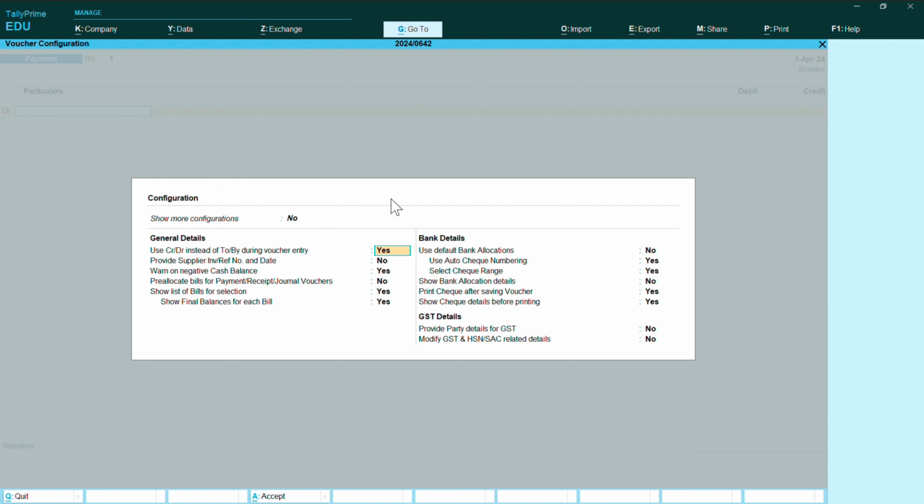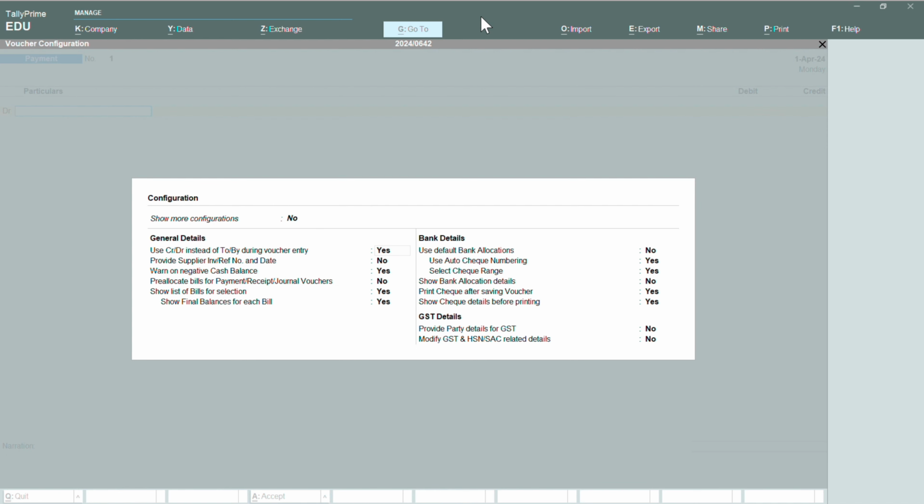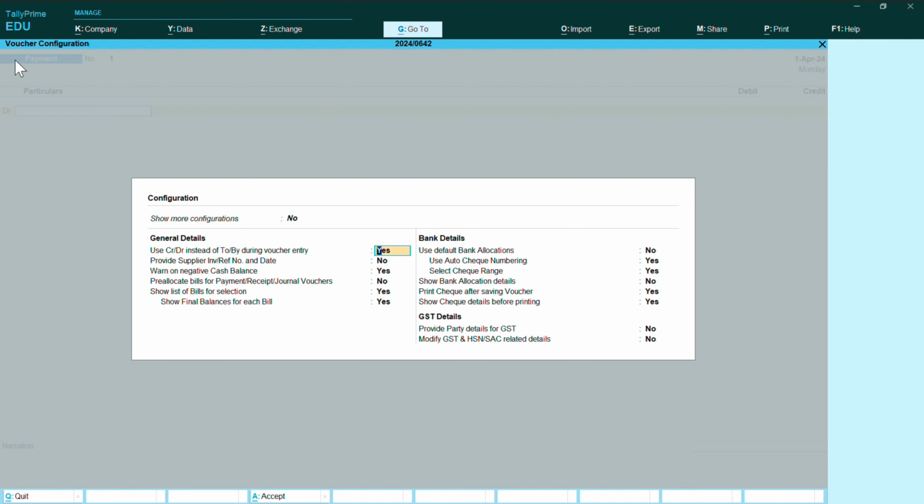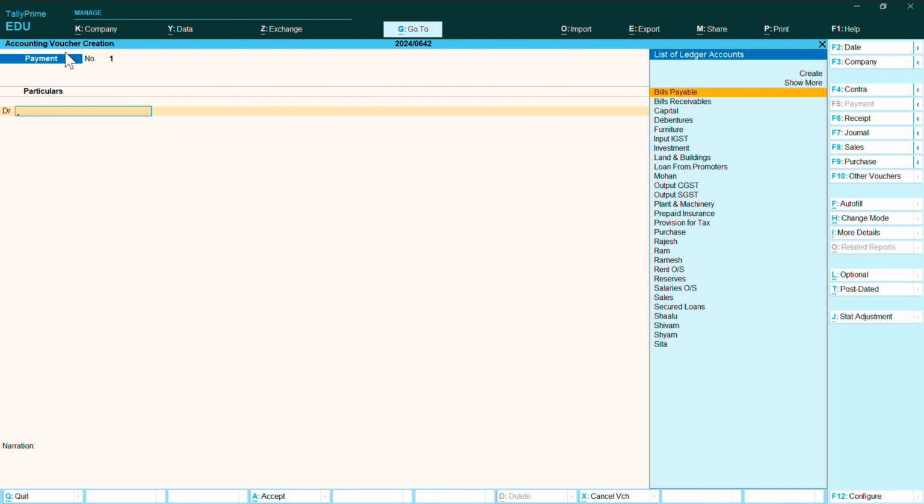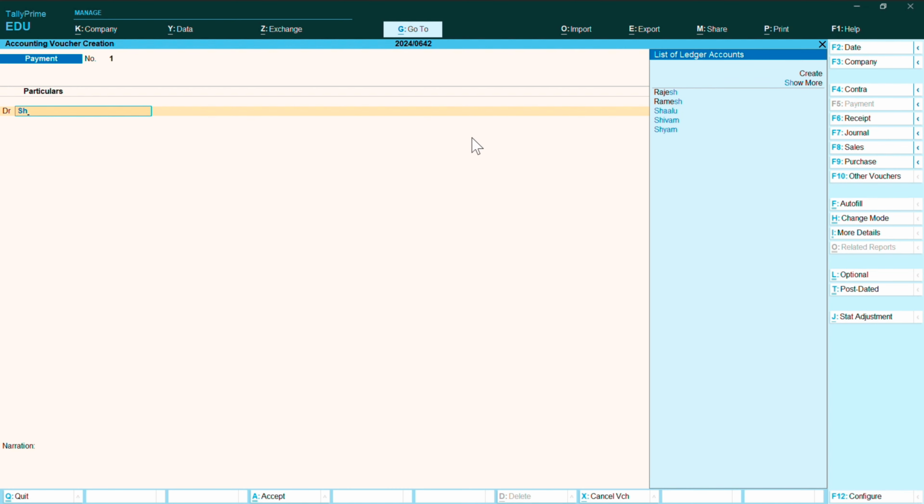After pressing Alt plus F12, this will appear. Here, see on the top, use debit and credit must be set to yes; it is no by default. Here make sure that you are including GST in the payable amount. If you have forgotten to include the GST then your answer will come out wrong.